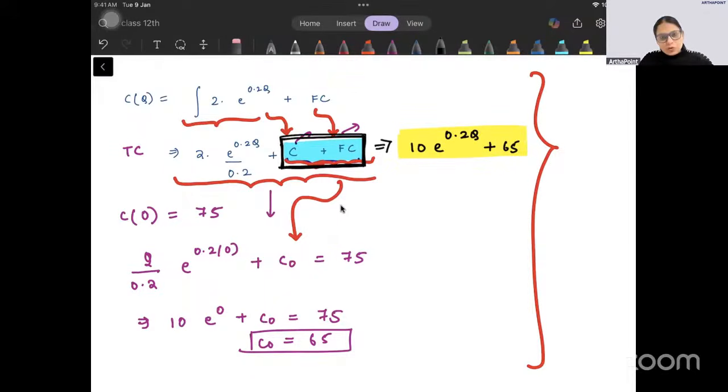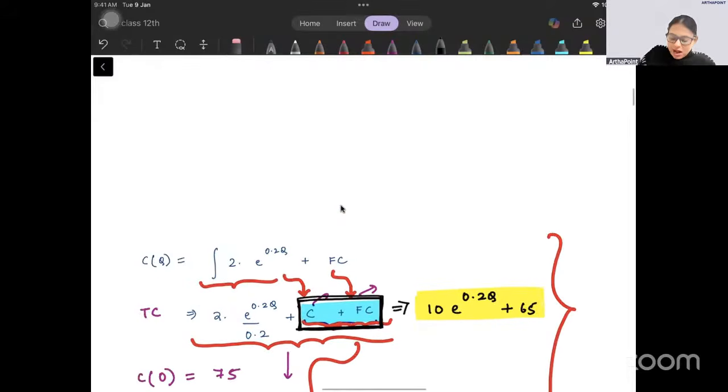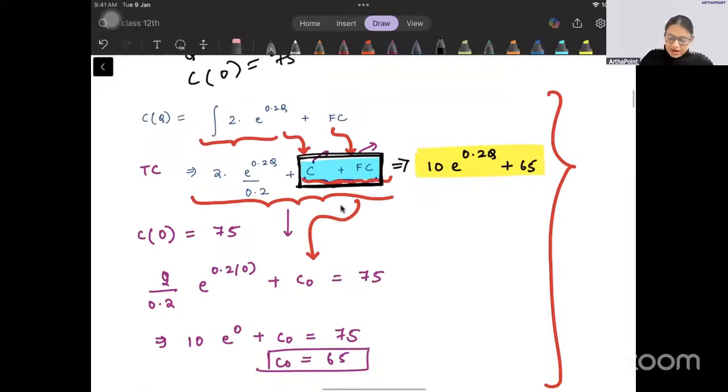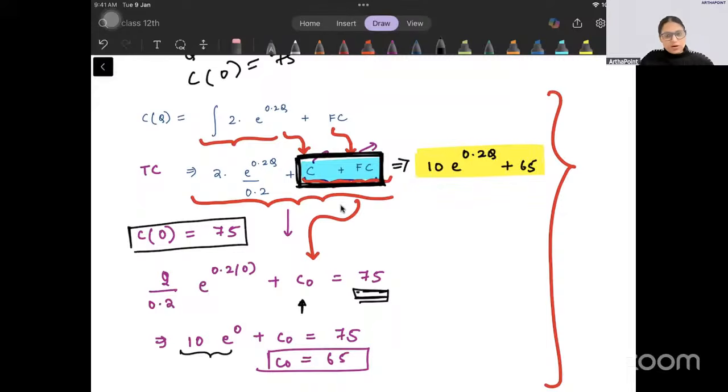But they have told me that when our output is 0, at that time the cost is 75. So I plugged output as 0 and I equated it to 75. उससे मुझे इस पूरा कांस्टेंट का वैल्यू मिल गया, सी नॉट का. ये 10 e to the power 0, e to the power 0, anything to the power 0 is 1. So ये है 10 plus c naught equal to 75. So I got that this c naught is 65.